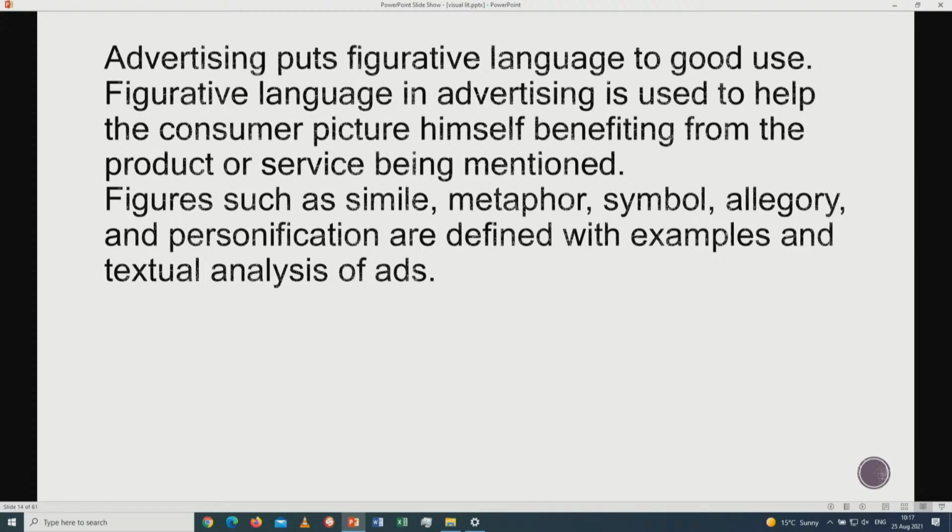Figures such as simile, metaphor, symbol, allegory, and personification are defined with examples and textual analysis of advertisements. So those are the figures of speech that are usually used in an advertisement, like simile, metaphor, and so forth.